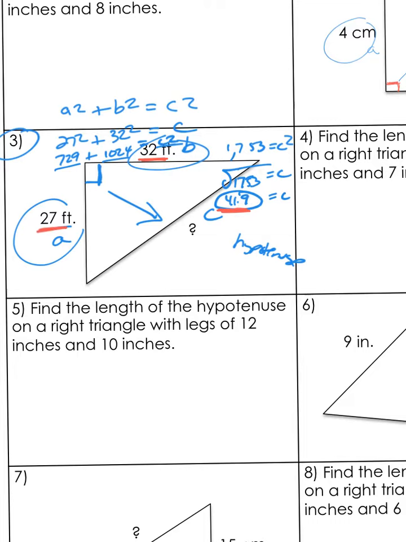What I'd like you to do is to complete this sheet only. So pause the video, complete this section here, and then check your answers. And then you're going to resume the video so that I can show you how to find sides that are either the A side or the B side.